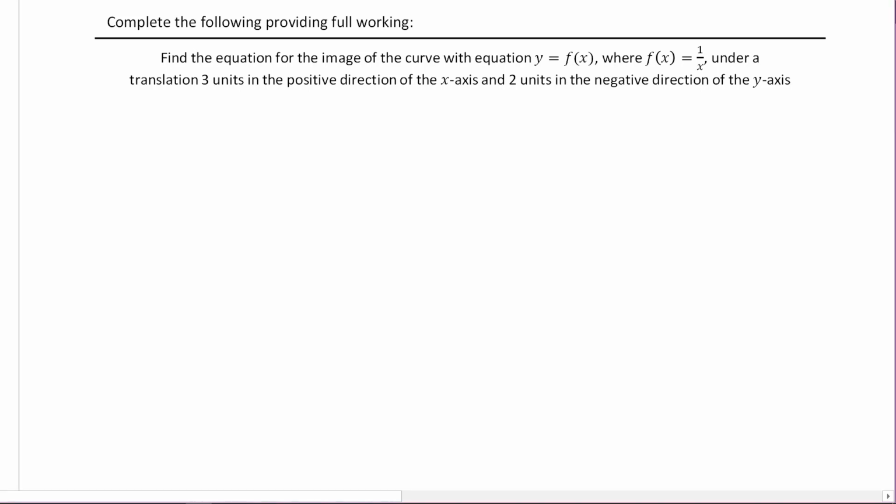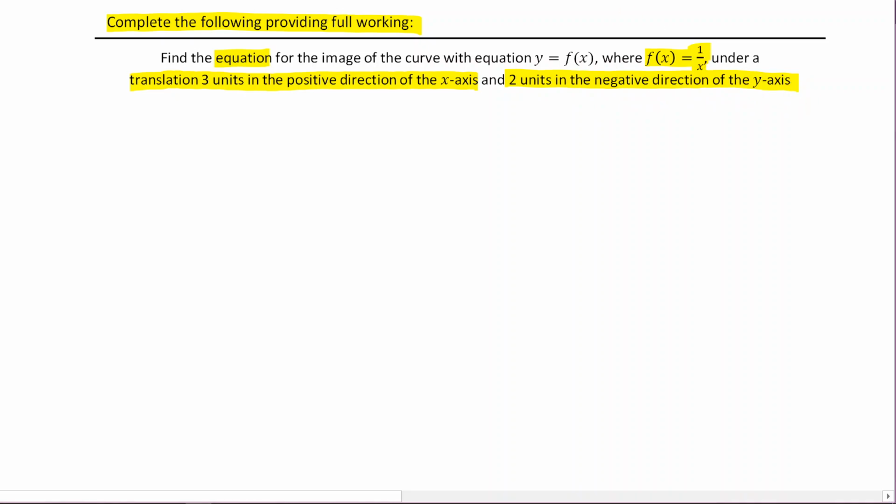Welcome to the third part of this lesson, and we're going to be practicing the skill we just learnt. So it says complete the following, providing full working. Find the equation for the image of the curve with the equation y equals f of x, where f of x is equal to 1 over x, under a translation 3 units in the positive direction of the x-axis and 2 units in the negative direction of the y-axis.